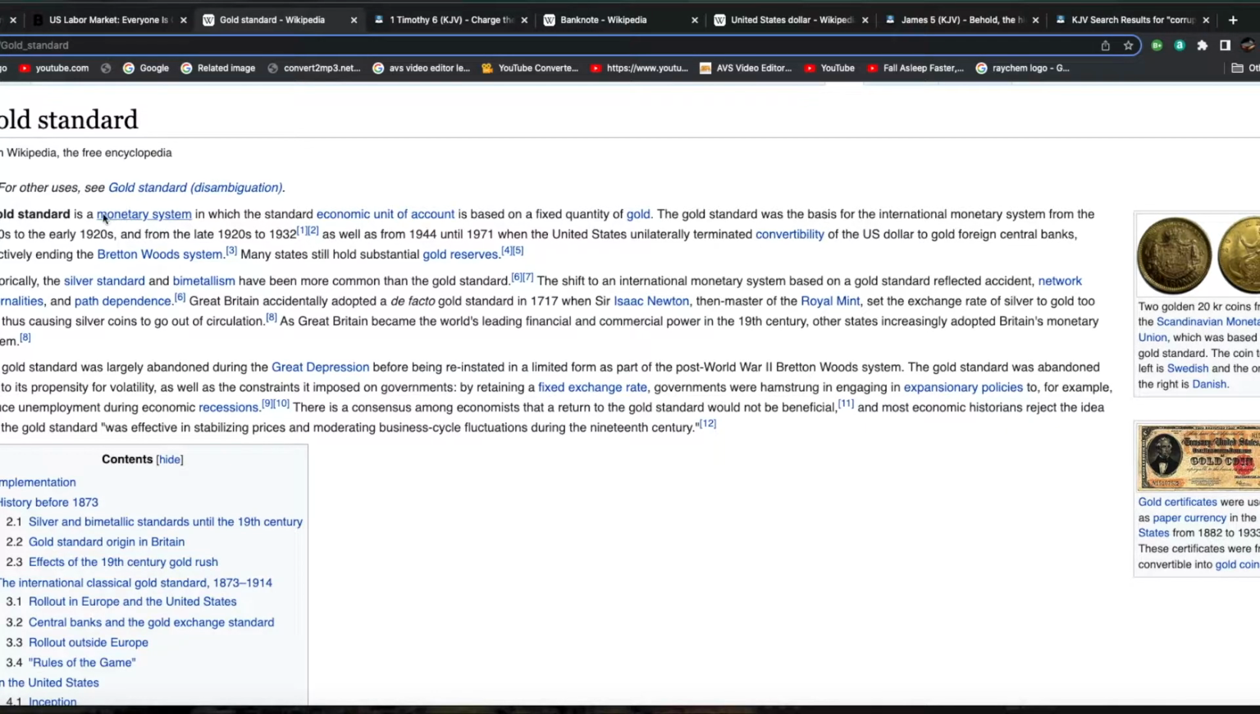It says a gold standard is a monetary system in which the standard economic unit of account is based on a fixed quantity of gold. The gold standard was the basis of the international monetary system from the 1870s to the early 1920s, and from the late 1920s to 1932, as well as from 1944 until 1971, when the U.S. unilaterally terminated convertibility of the U.S. dollar to gold for foreign central banks.